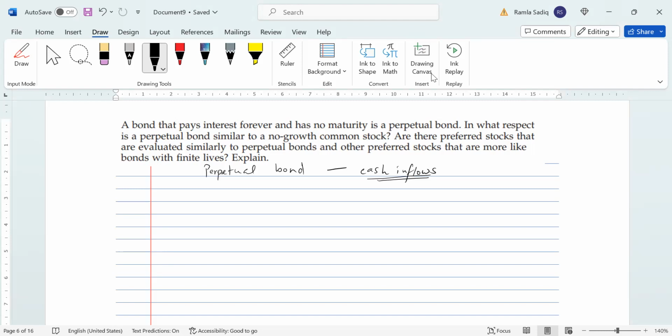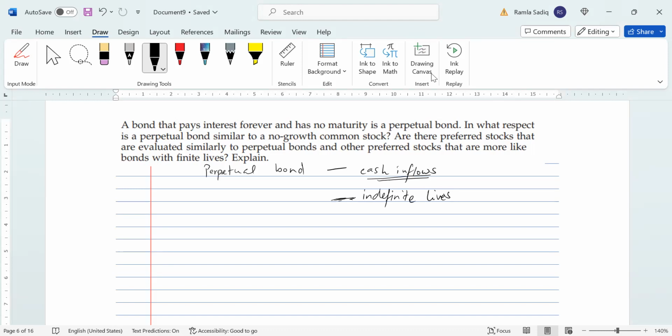The second aspect is that all three of these instruments are assumed to have indefinite lives with no maturity value for the perpetual bond and no capital gains yield for the stocks. But there's one thing to note over here. So if we were to identify this, we'd have no maturity value. We'd essentially call this an issue of indefinite lives. And in this particular case, this is common for both of them. So these are two instances in which these instruments are the same.